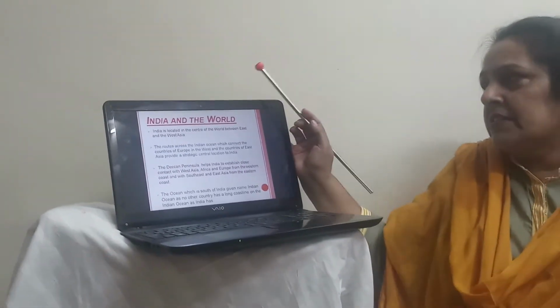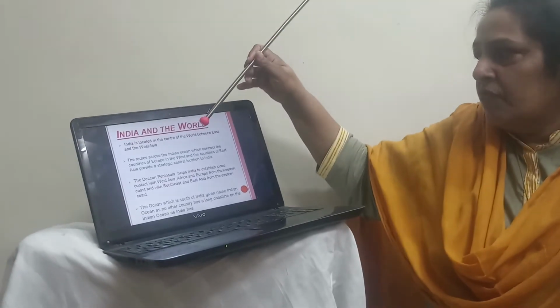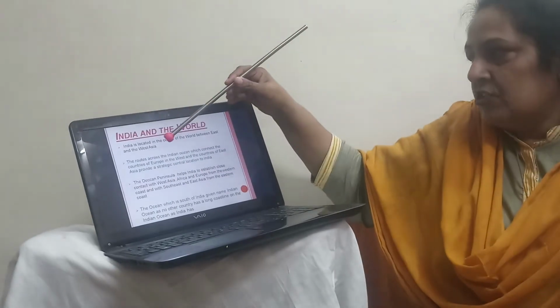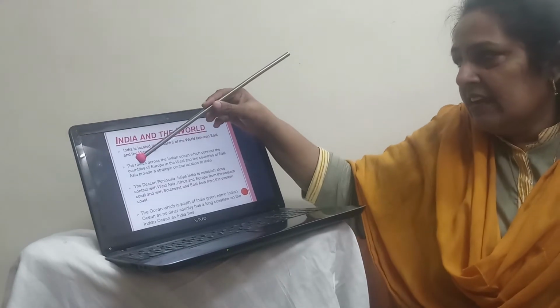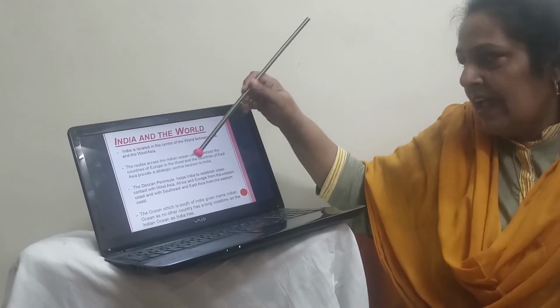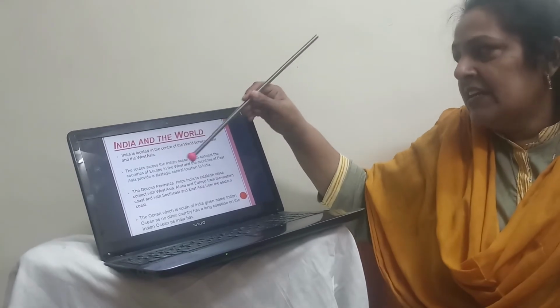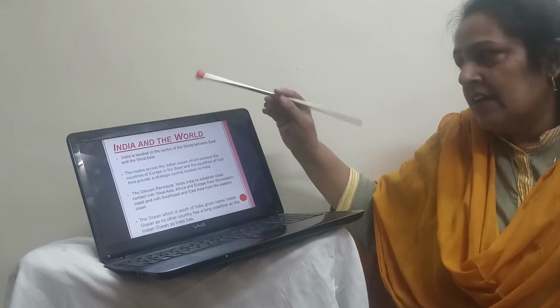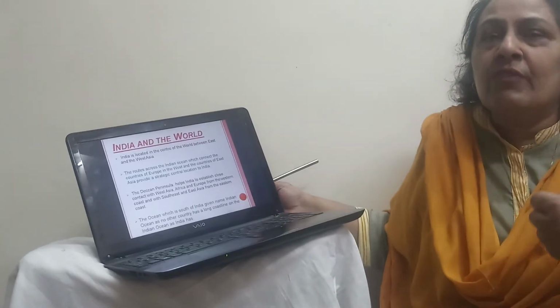India and the world. Now, what is India's relationship to the world? India is located in the center of the world, between West and East Asia. The routes across the Indian Ocean, which connect the countries of Europe in the west and the countries in East Asia, provide strategic central location to India. What is strategic central location? It is an important location.